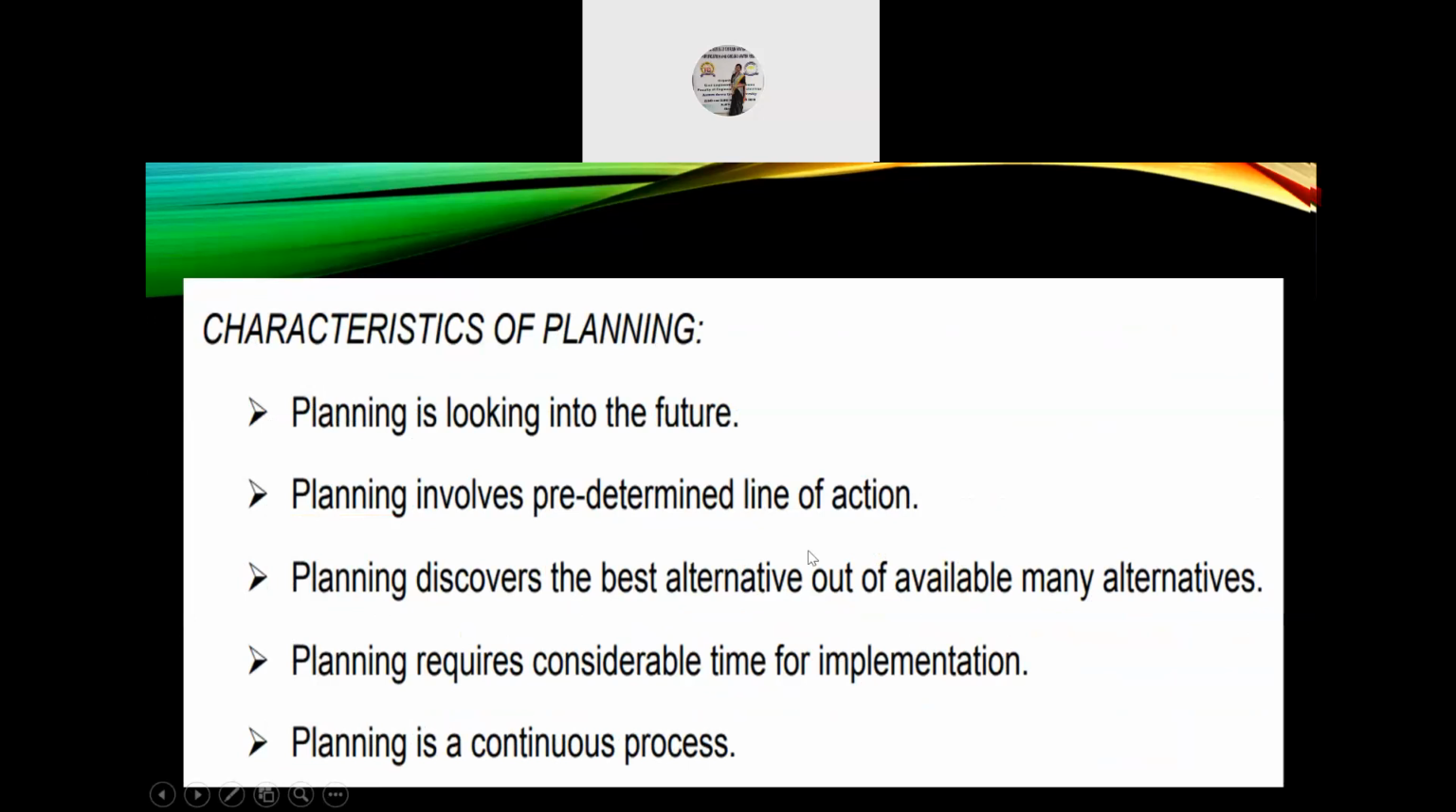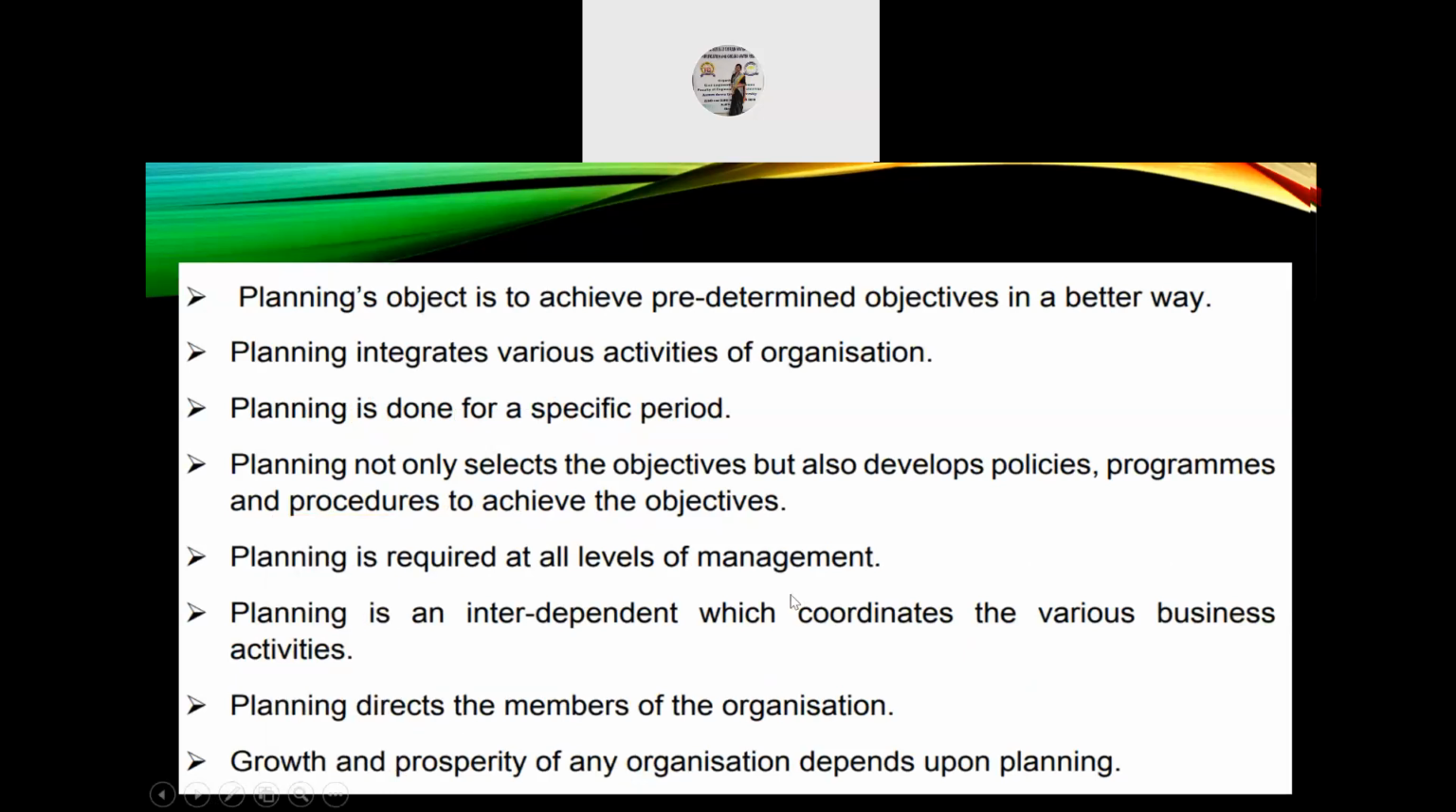Characteristics of planning. So, the following are the characteristics of planning. The first one is planning is looking into the future. Second, planning involves a predetermined line of action. Third, planning discovers the best alternative out of many available alternatives. Fourth, planning requires considerable time for implementation. Fifth, planning is a continuous process. Next, planning's object is to achieve predetermined objectives in a better way. Planning integrates various activities of the organization. Planning is done for a specific period.